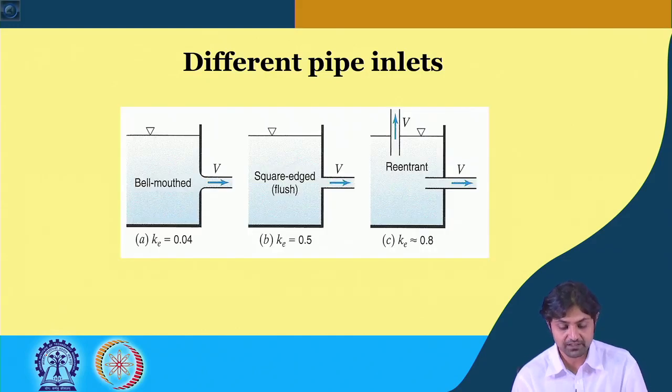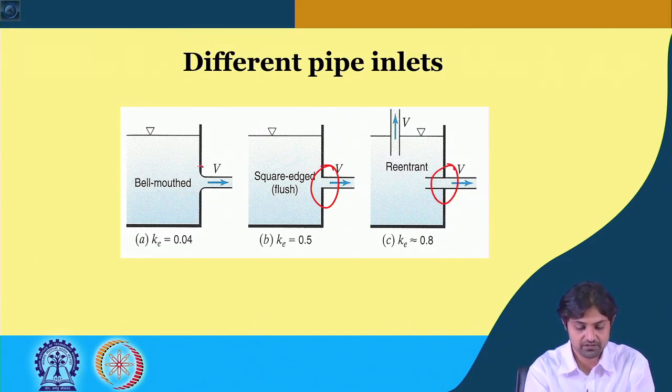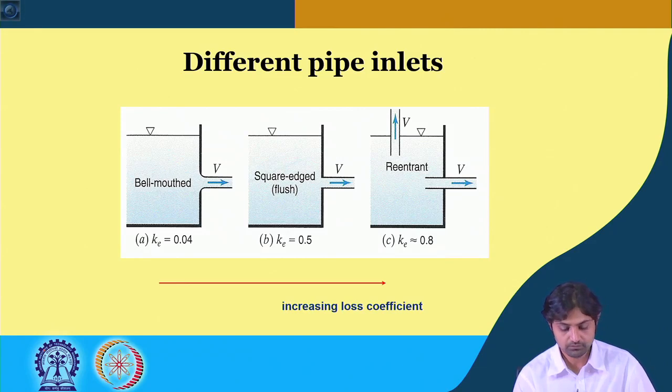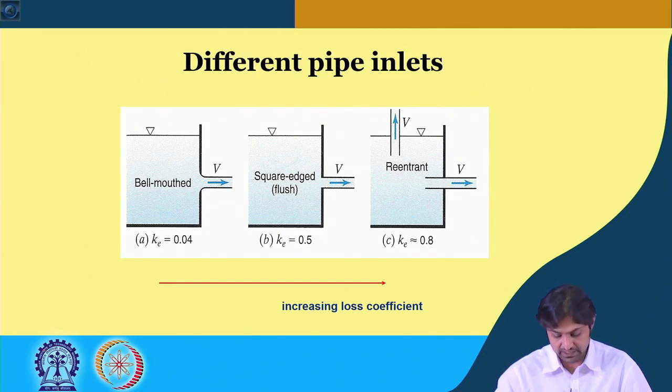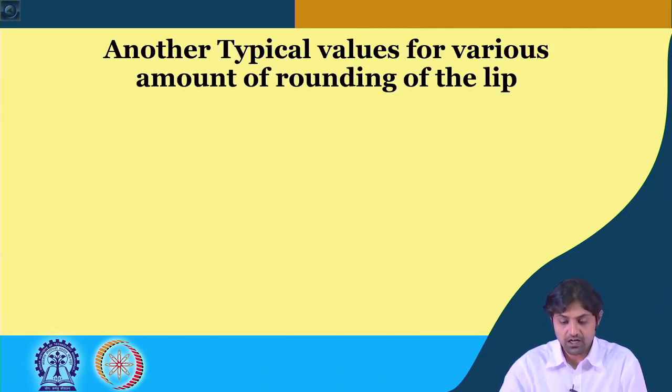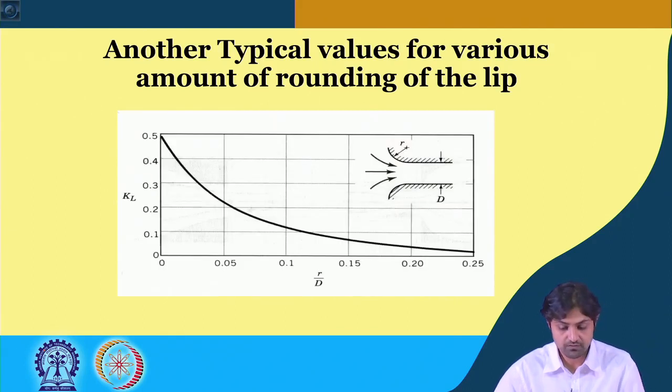Now, different pipe inlets, again the same thing, you see K inlet, K entrance. So, these many values you cannot remember. Only the most common ones, which I have been telling, try to remember those. So, increasing loss coefficient has been demonstrated here like this. Another, typical values for various amounts of rounding of the lip, you see, these are based on all the different experiments that people have done.